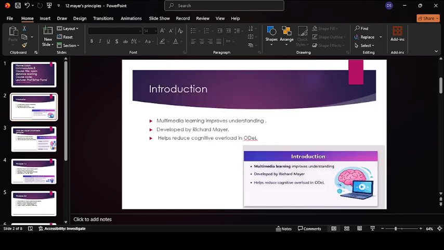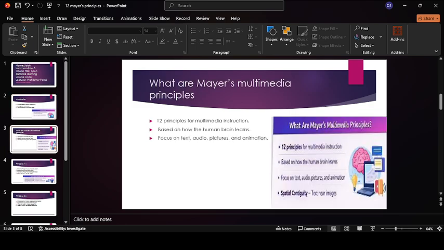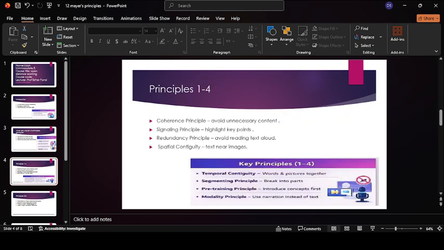What is Mayer's 12 principles? It was developed by Richard Mayer, which helps to reduce cognitive overload in teaching online and improves understanding. What are Mayer's multimedia principles? These principles focus on text, audio, pictures, and animation when teaching your students online. We'll be discussing the principles one after the other.